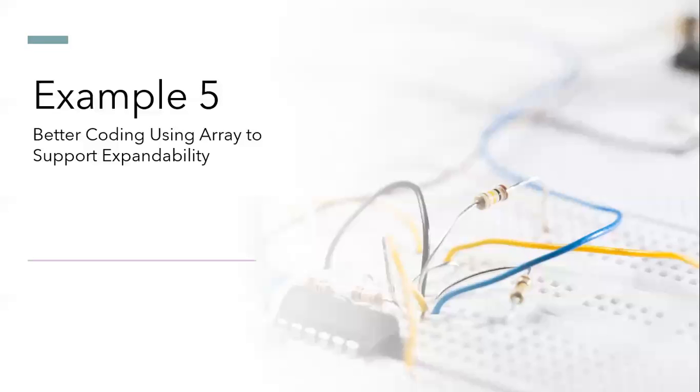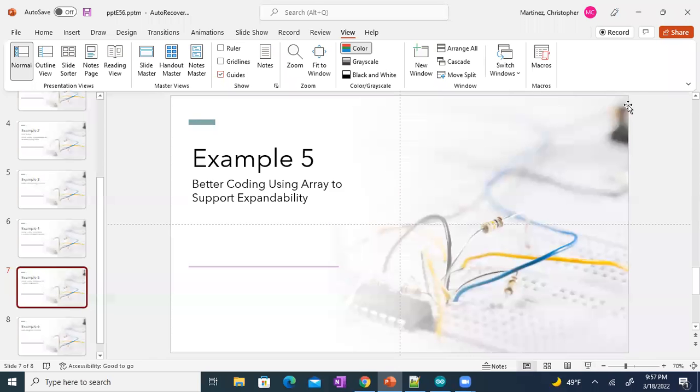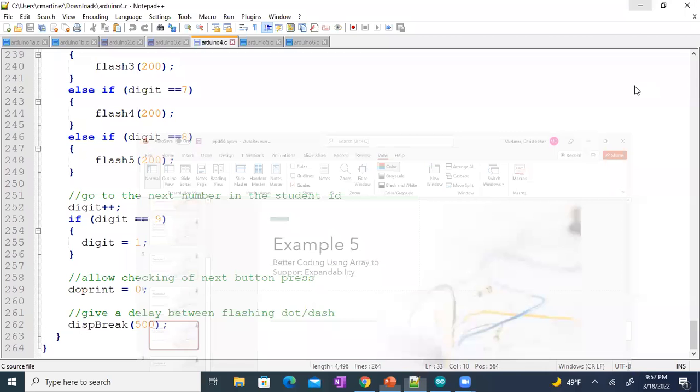Okay, example number 5 is we're going to add in an array. This array is going to allow for expandability in the future. Again, make it more flexible. Every example that I have shown allows more flexibility on how you program it, how you're going to make modifications in the future. So let's look at this code. There's not a huge change that we did.